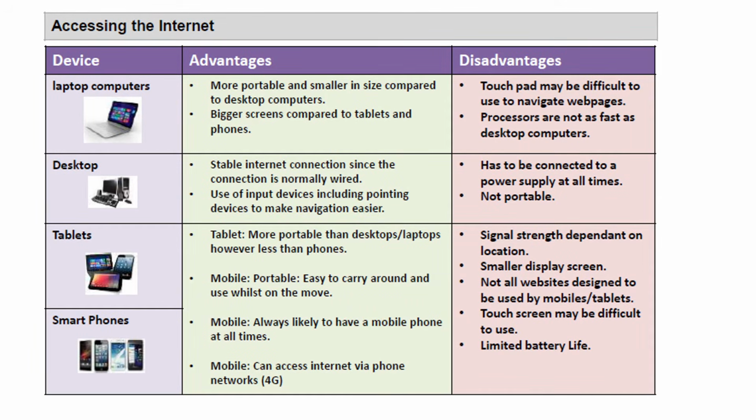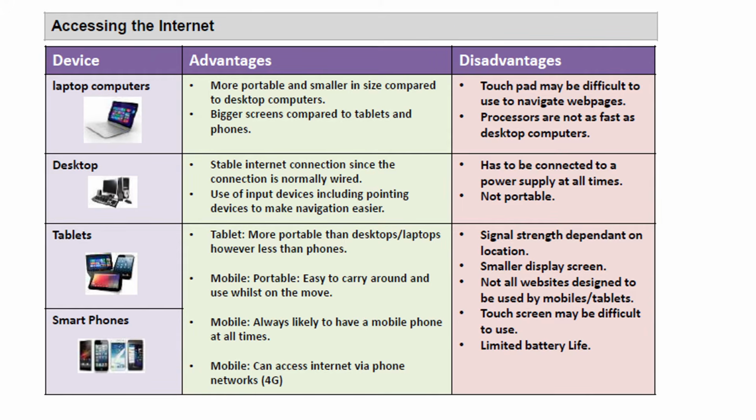Accessing the internet. You can access the internet through devices such as laptop computers, desktops, tablets, and smartphones. Advantages of laptop computers: more portable and smaller in size compared to desktop computers, bigger screens compared to tablets and mobile phones. Disadvantages: the touchpad may be difficult to use to navigate web pages. Processors are not as fast as desktop computers.